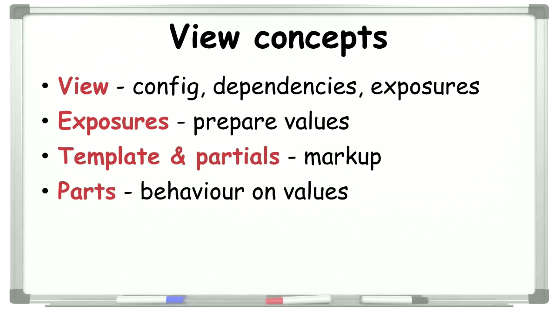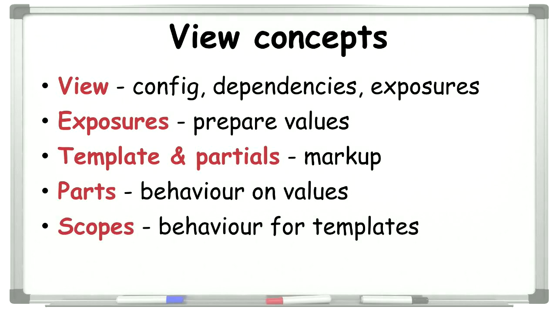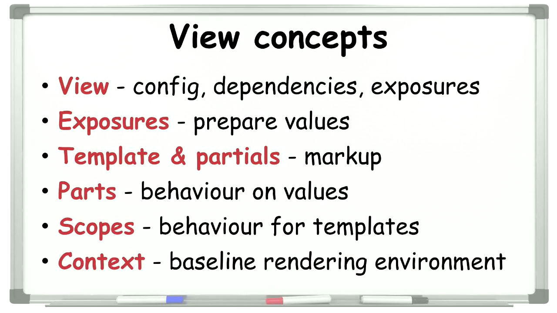And then if we want to add extra behavior around specific values, well, we have parts. And we have the same thing with scopes, which give us behavior around templates or partials. And then we have the context, just to tie everything together and give us the things that we want in every place. Well, that was a pretty fun ride.